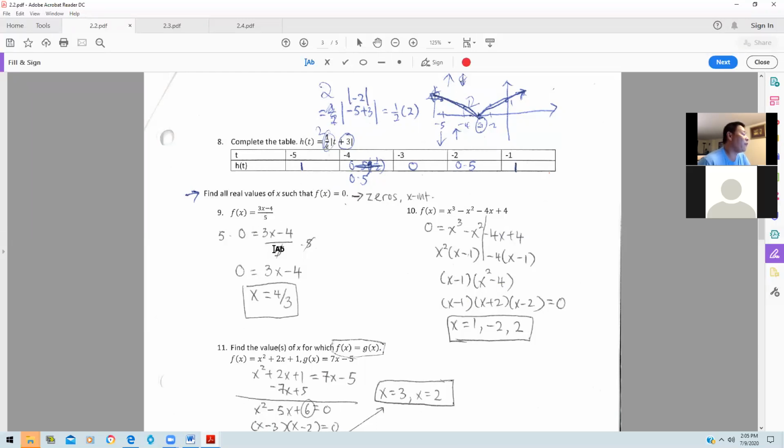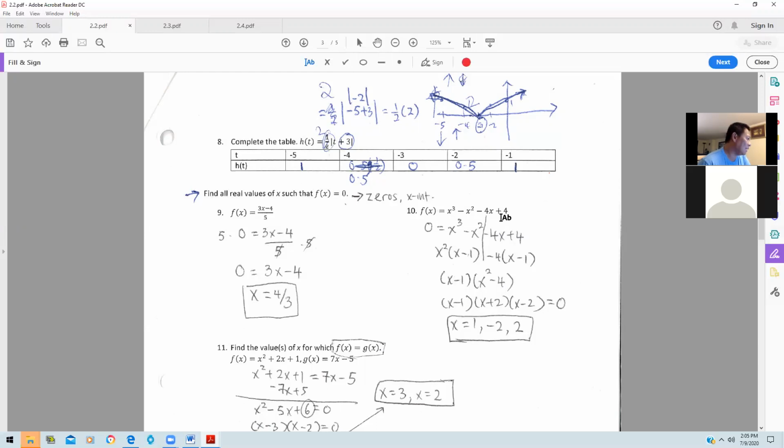case. So if you have a fraction, we just multiply 5 on both sides to get rid of the fraction. And 5 times 0 is 0. So in this case, this is 4/3. So this is how we find what we call as a zeros or x-intercept in this case.